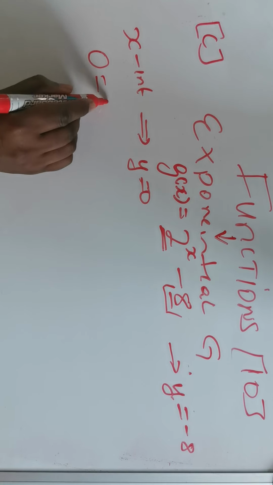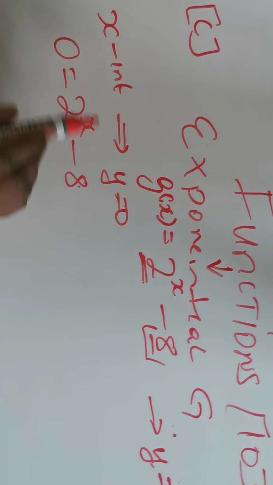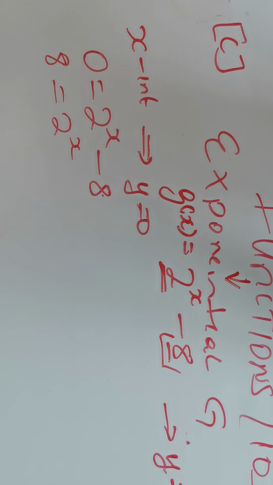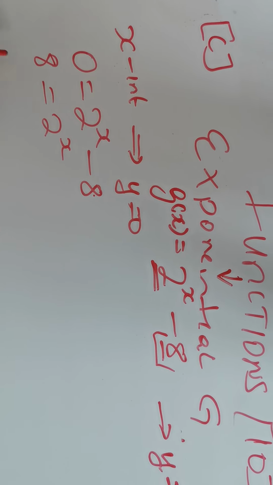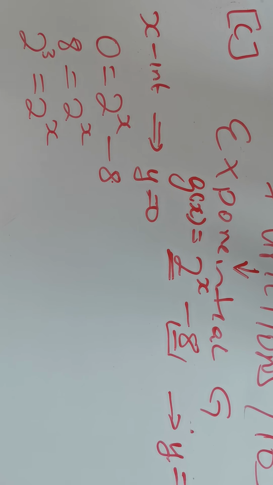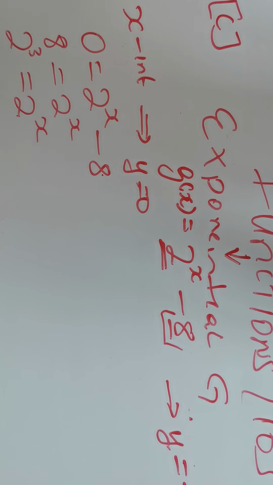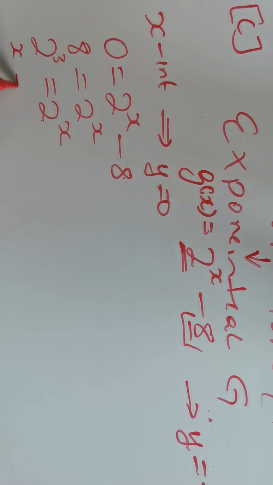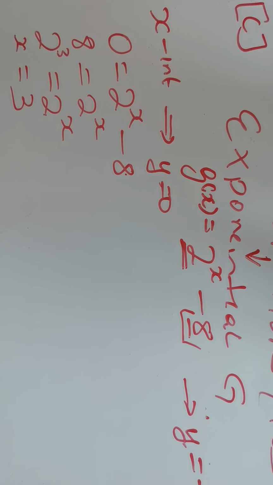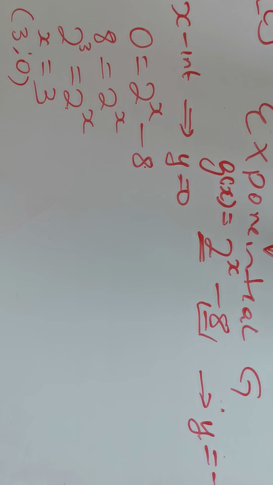So we put 0 here. This would be 0 equal to 2 exponent x minus 8. You take 8 to this side, it would be positive 8 equal to 2 to the power of x. You change 8 would be 2 to the power of 3. But we say if bases are the same, you equate the exponents, which means your x here will be 3, right?